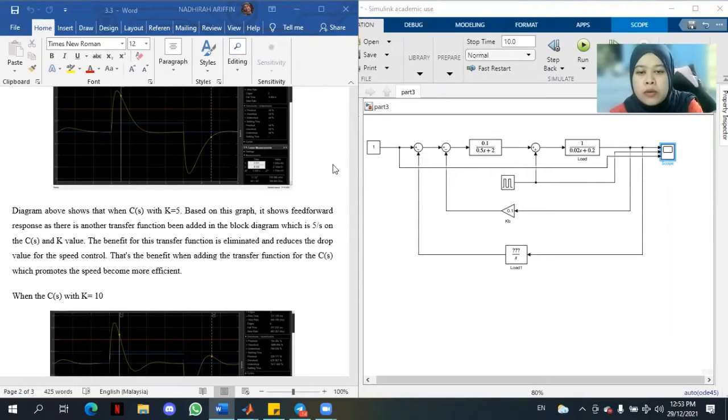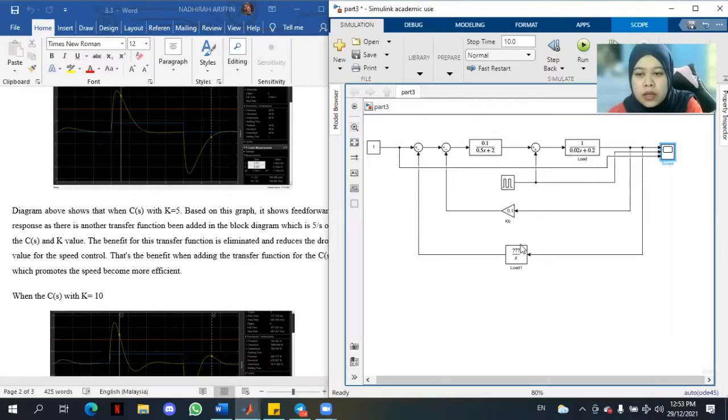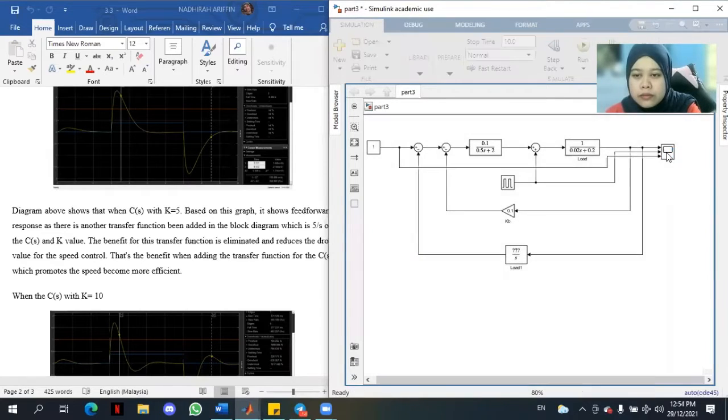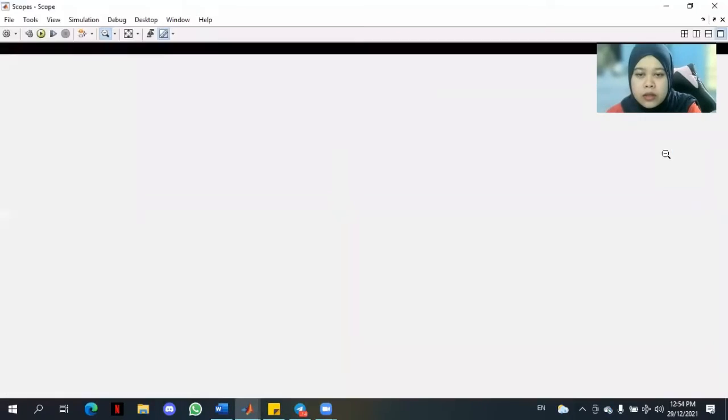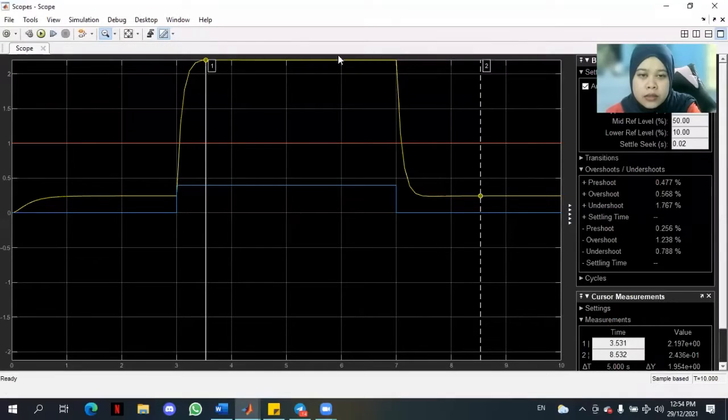For this lab 2, speed control using Simulink, I will show the simulation for part 3, question 3.3. This is our block diagram, and this is the K over s value. The K value is 0. Let me run the simulation. The output will be like this. There is a steady state error here, and this is the overshoot. This is the settling time.